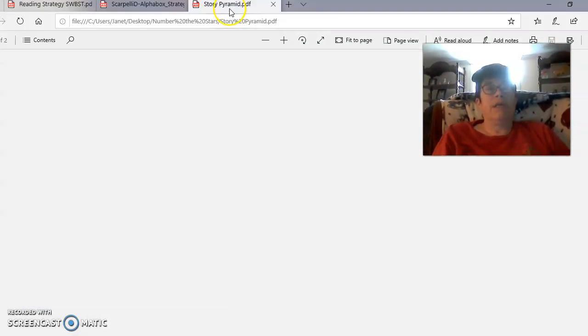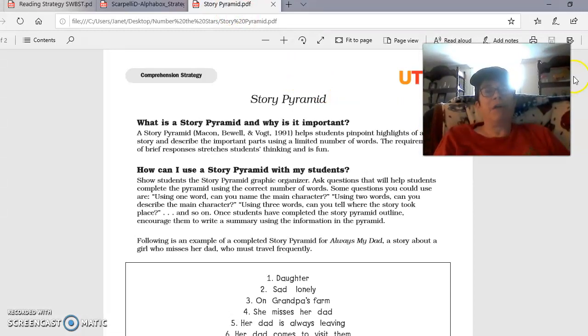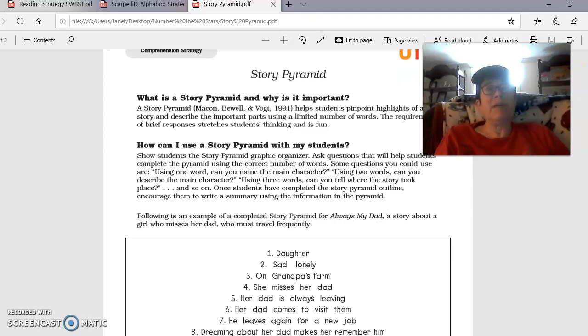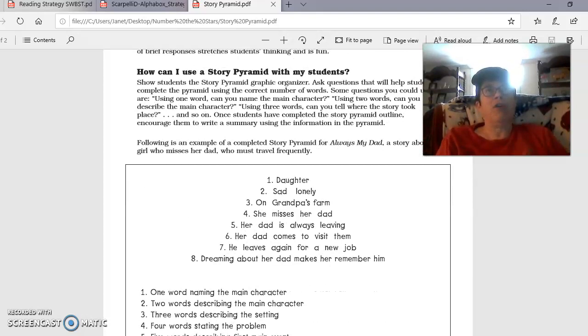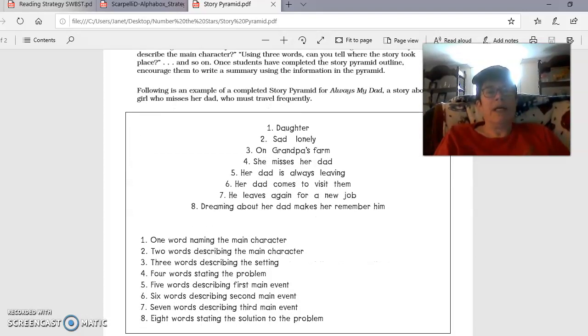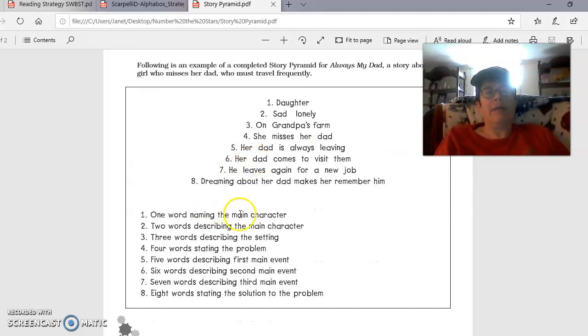The story pyramid is another graphic organizer for story grammar. But this is much more difficult, and it leaves out the values or the personal pieces that the story map involves. The story pyramid, you use one word to name the main character, so you choose a main character here. 2 words to describe the main character, 3 words to describe the setting, 4 words to state the problem.